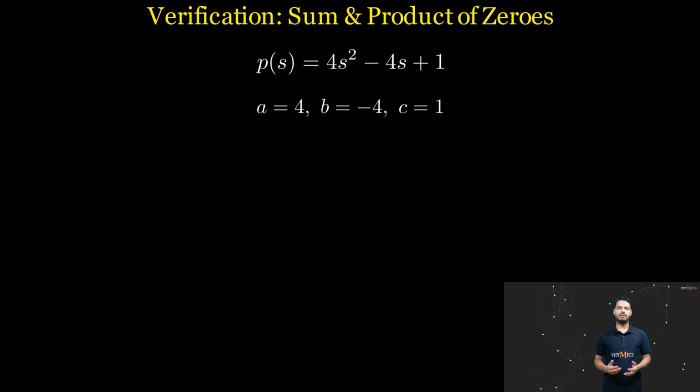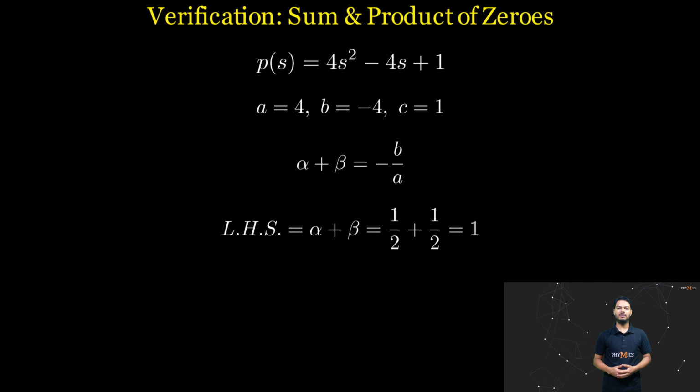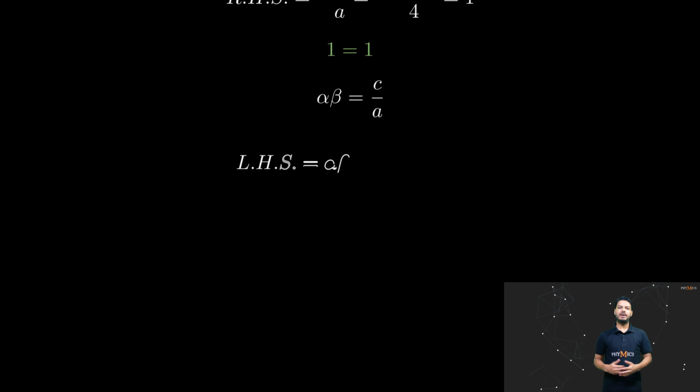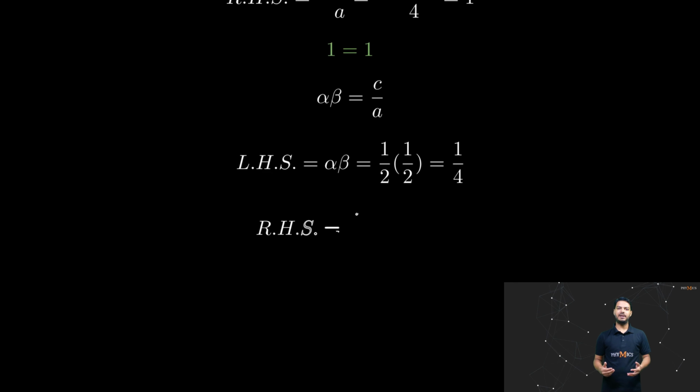We know that the sum of the zeros is equal to minus b upon a. By solving the LHS we get 1, and by putting the corresponding values on the RHS we also get 1. Also the product of the zeros is equal to c upon a. Similarly, by solving the LHS and RHS independently we get 1 by 4. Hence the relationship is verified. Moving on to the third problem.